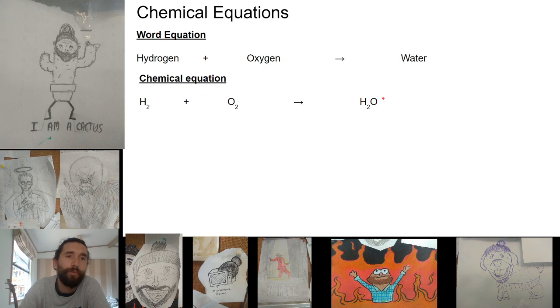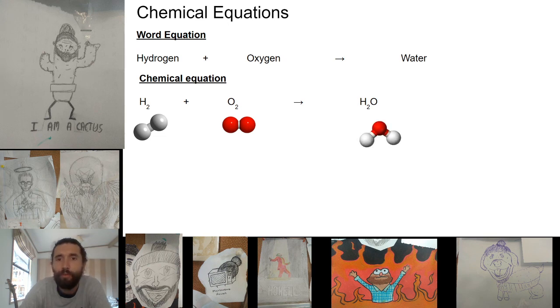Now, there are two hydrogens bonded together. These are two oxygens bonded together. And there's one oxygen with two hydrogens. Now, what we want to do is have the same amount of each atom on each side of this arrow.